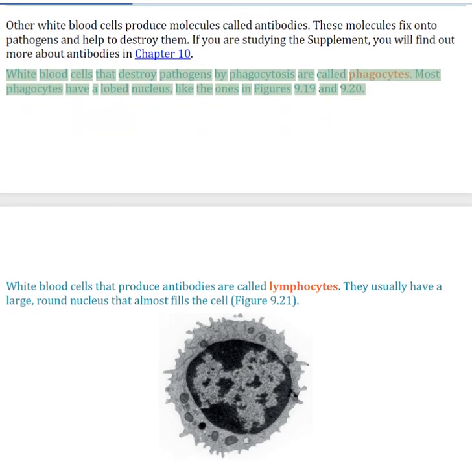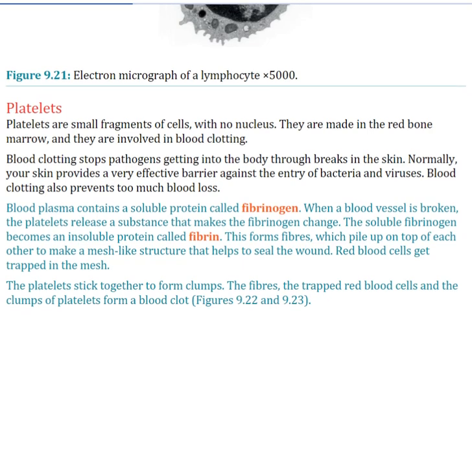White blood cells that destroy pathogens by phagocytosis are called phagocytes. Most phagocytes have a lobed nucleus, like the ones in figures 9.19 and 9.20. White blood cells that produce antibodies are called lymphocytes. They usually have a large, round nucleus that almost fills the cell. Figure 9.21, electron micrograph of a lymphocyte, times 5000.